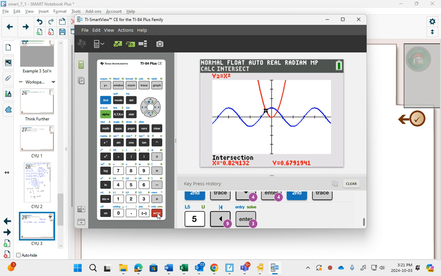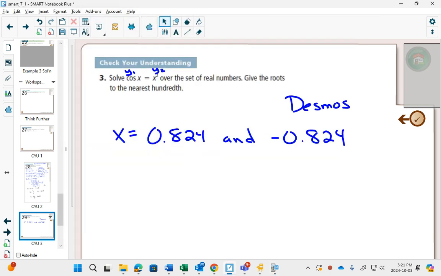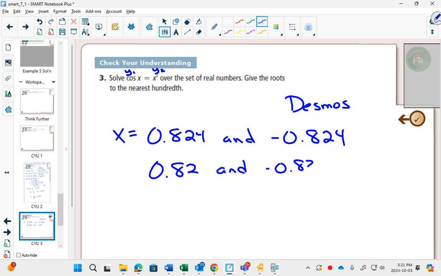Oh, to the nearest 100. Does it say to the nearest 100? Now I went to 3 decimal places, and I didn't need to. So I'd lose a rounding mark for not reading. Yes, it's good to reread the question.